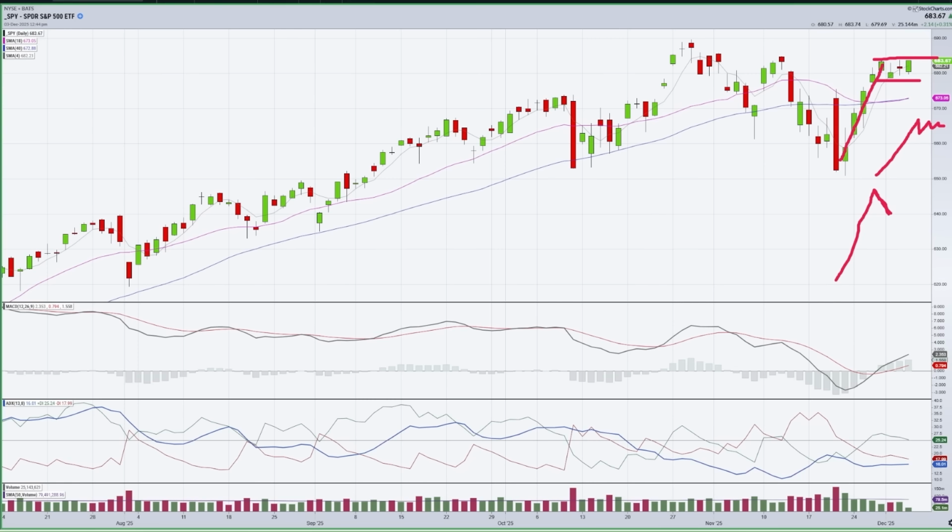Now, what I'd like to see in this pattern is the MACD holding both the zero line and the signal line before any type of move to the upside.